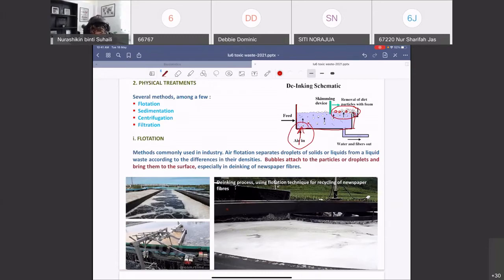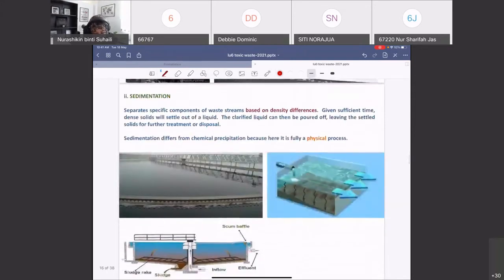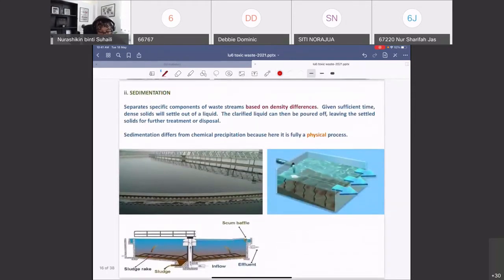Okay, so these are examples of pictures that show flotation in the industry. This is in the newspaper, the paper industry. Yeah, flotation. Okay. The second method is sedimentation.